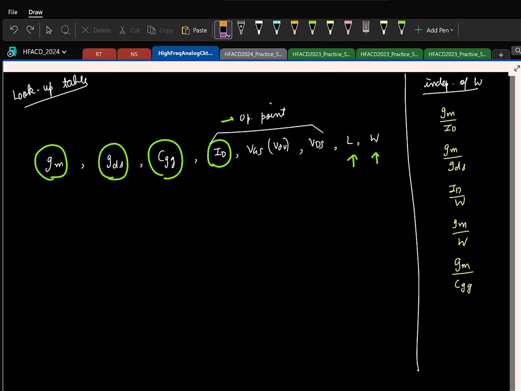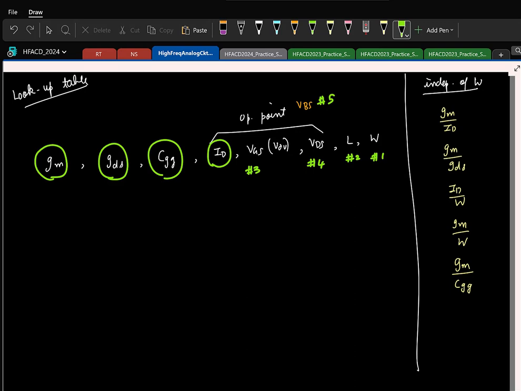And if you were to generate this lookup table, I first have to sweep the width, sweep the length, and then sweep, let us say, the VGS and VDS. And remember, for a transistor, you also have the substrate, so VBS is also there. That also determines the current, so you have to sweep that as well. So you have to sweep all five parameters and save this. That's going to be some task.